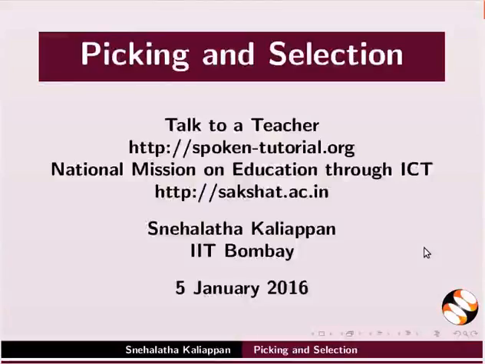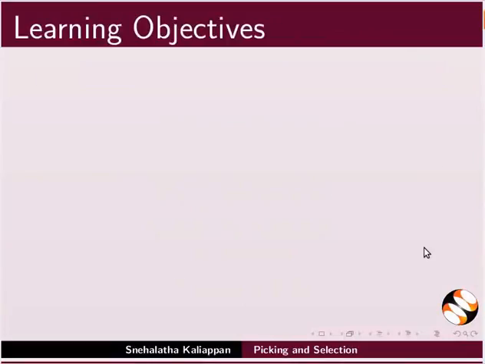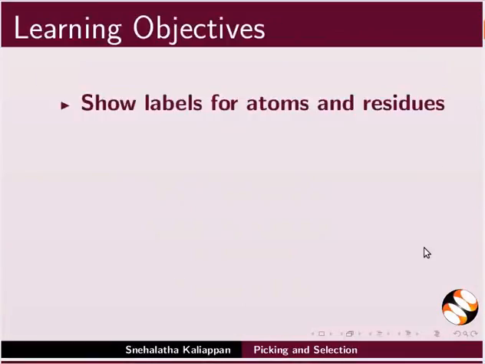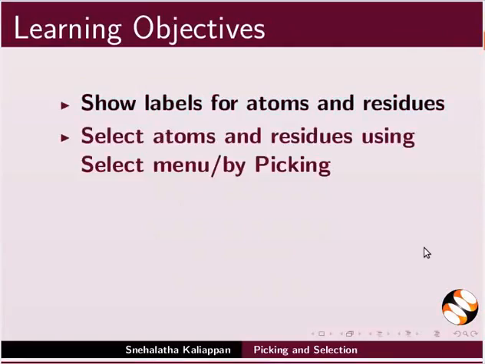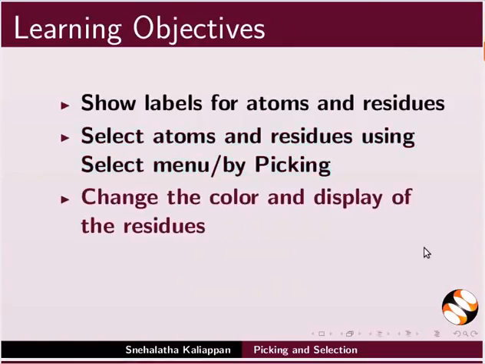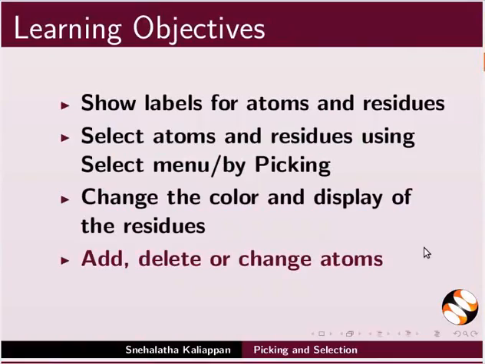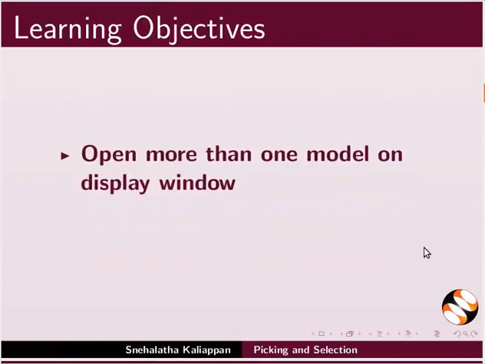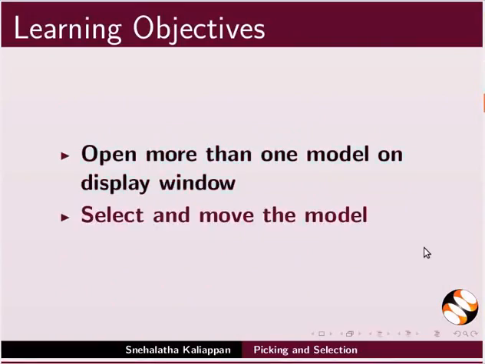Welcome to this tutorial on picking and selection using Chimera. In this tutorial, we will learn to show labels for atoms and residues, select atoms and residues using select menu or by picking, change the color and display of the residues, add, delete or change atoms, rotate bonds, open more than one model on the display window, select and move the model.